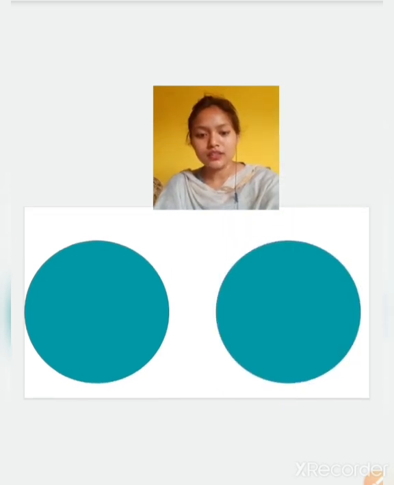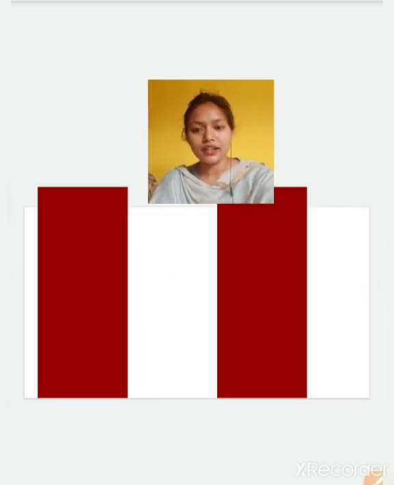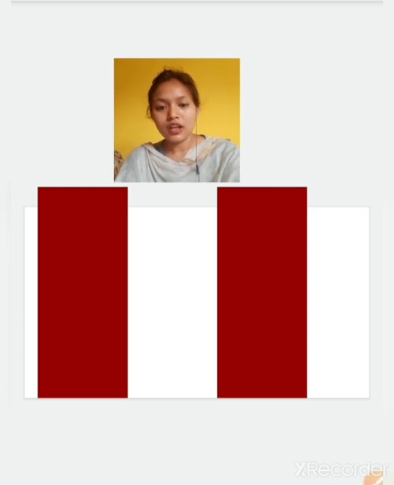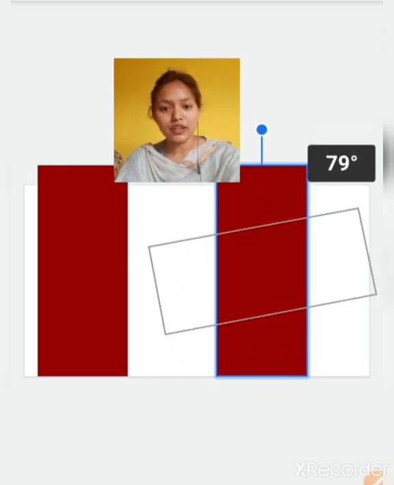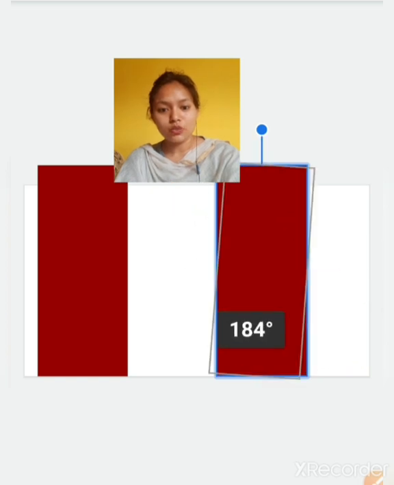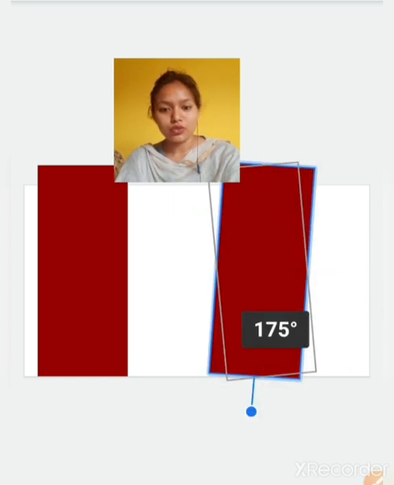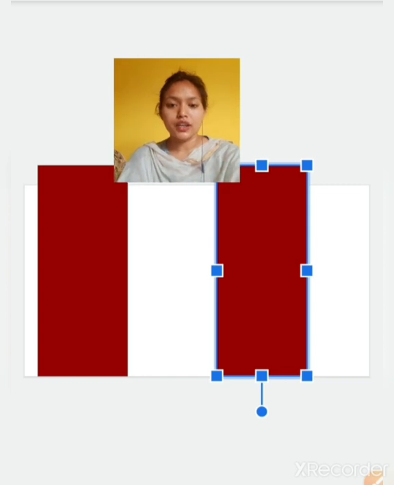Next figure is a rectangle again. Now in this rectangle you can say this one and this one are same. Okay, now we will rotate the next one to the 180-degree angle. So let's rotate it 180-degree. It is 180-degree. So are they same?